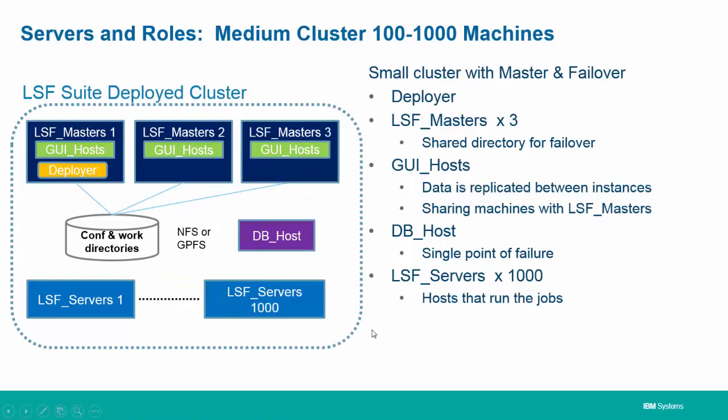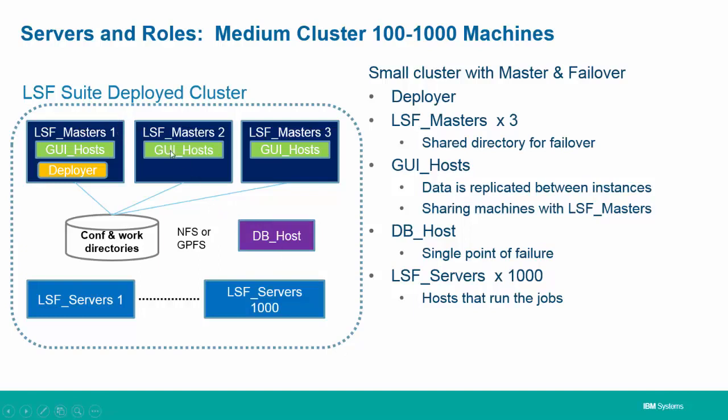So this is a more reasonable configuration of, say, 100 to 1,000 machines. So we have, again, up to 1,000 servers. We've pulled the database host out into a separate machine, and on the separate machine we may want to configure that with say a RAID array and maybe redundant power supplies, just to make this machine a little bit more reliable so we don't lose the database.